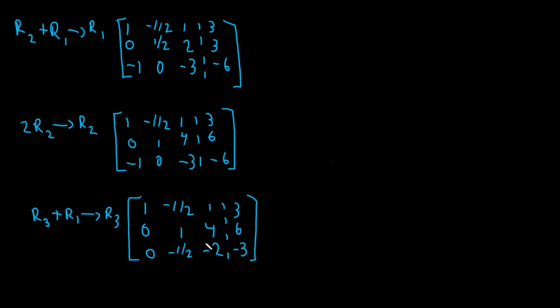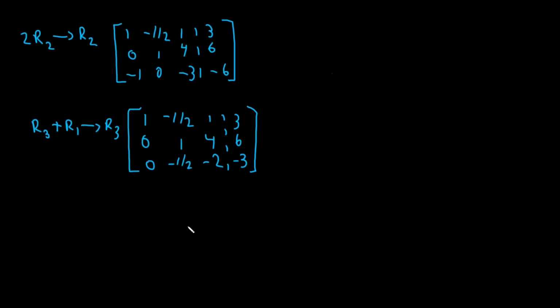Okay, so now we can eliminate this by adding 1/2 row 2, because -1/2 plus 1/2 is 0, and we need to make this a 0 entry to create a leading one here. So let's do that. Let's add 1/2 row 2 to row 3. So row 3 plus 1/2 row 2, and we want to replace row 3.